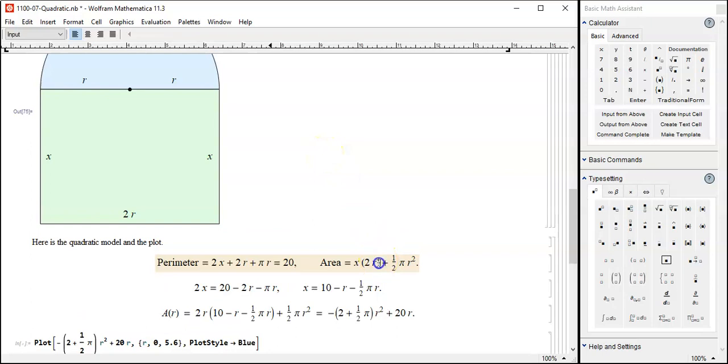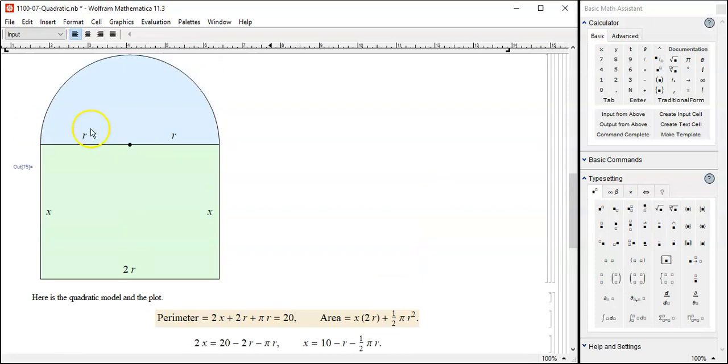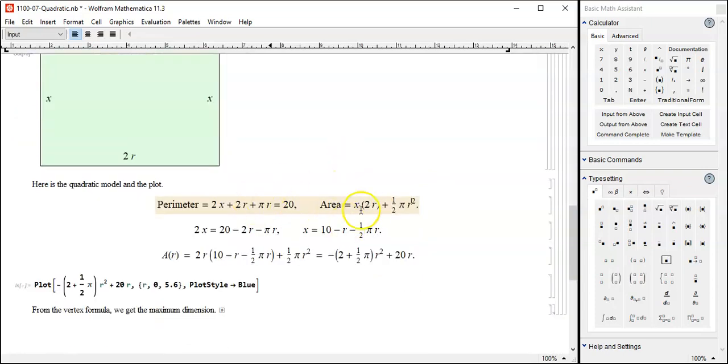And how about the area? Area of the rectangle plus half of pi r squared, the area of this half disk over there. But then again, this x I can solve from the first equation, and then plug it in. After simplification, we end up with this kind of quadratic expression. And then from here, you can find the vertex expression. Looks like it's not going to be too bad because I can factor r out, so I'm going to easily get the intercept form.